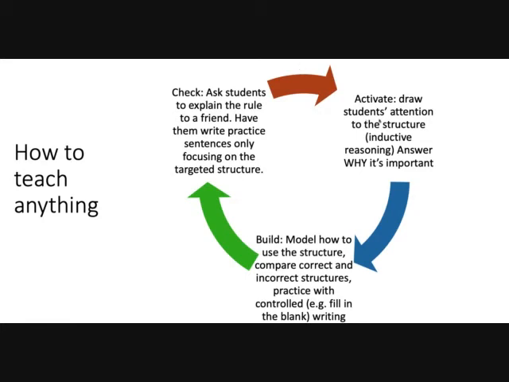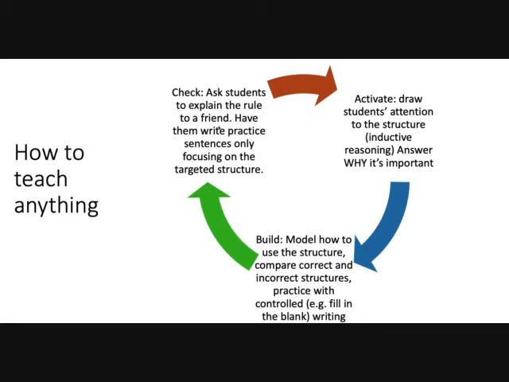So you can draw the students' attention to the structure, do some inductive reasoning with them, teach them the grammar point, what's the problem, and it really helps them understand why it's important to make that correction. It's not just for the grade, but it'll actually improve your writing. Right, so you're going to model how to use the structure. You can compare incorrect and correct structures. This is where you can do your drill, right? Practice with controlled writing, fill in the blank, different examples, and then ask them to explain the rule to a friend. Have them write practice sentences just with a targeted structure, and then go back and correct their mistakes.